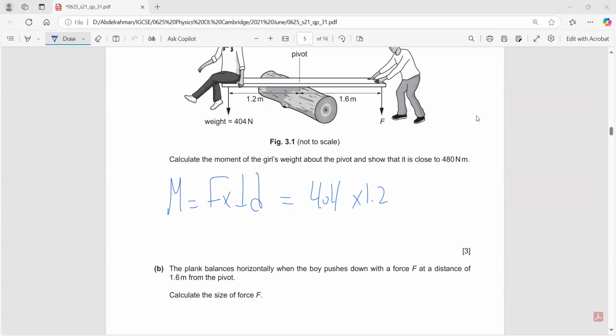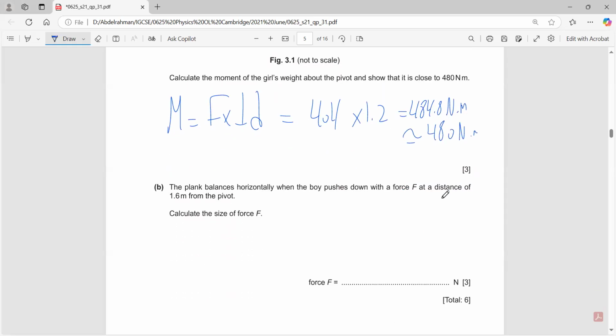484.8 exactly. 484.8 newton meters, which is very close to 480 newton meters. The plank balances horizontally when the boy pushes down with a force of F at a distance of 1.6 meters from the pivot. Can I find the force F?